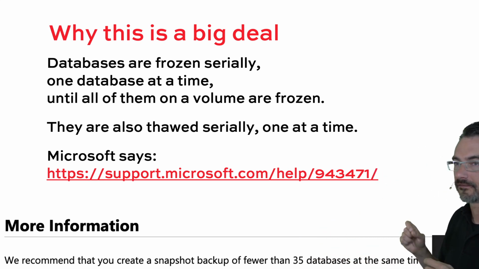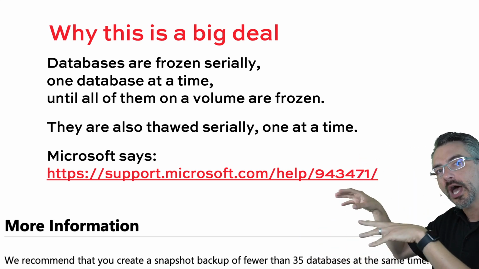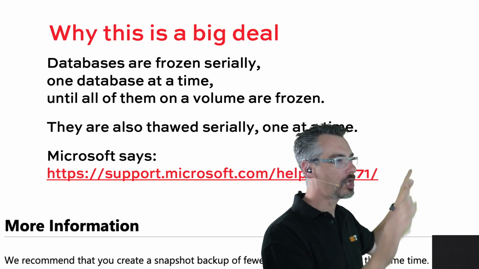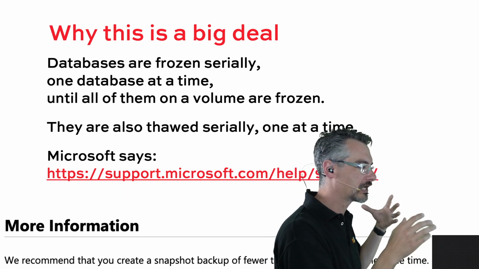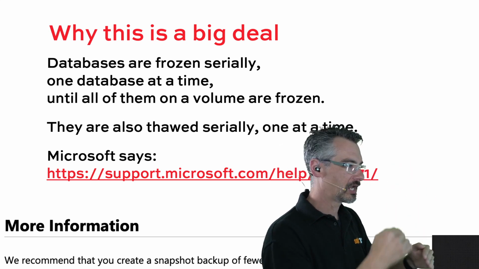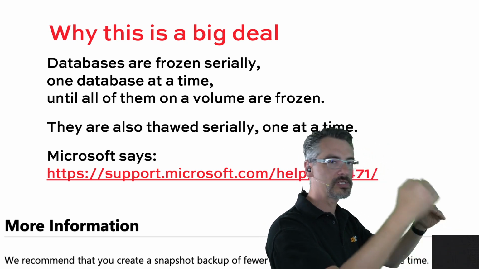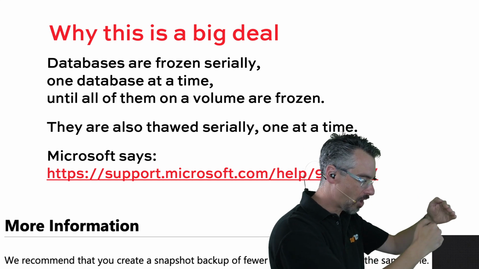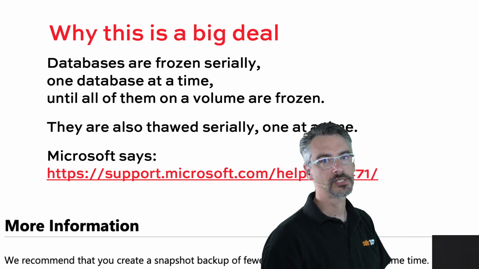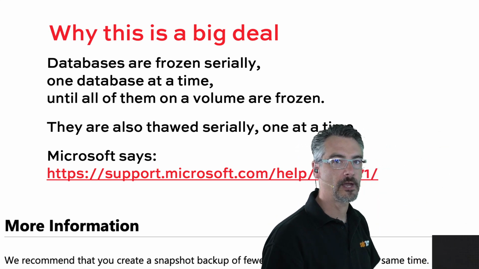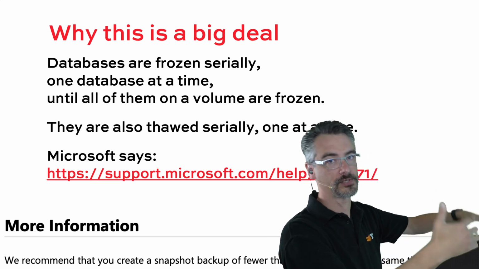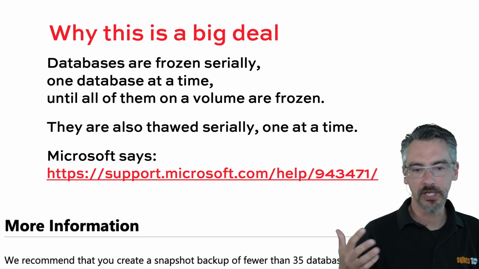Because remember how I said that the VSS provider tells SQL Server, hey, go stop writes on all your databases? Well, what SQL Server does is it cleans up its writes on all of the databases on the volume where you're taking a snapshot in order, serially, one at a time. It freezes I/O on the first database, freezes I/O on the second database, freezes I/O on the third database, all the way through until it's frozen I/O on all the databases on that volume, then tells the snapshot provider, hey, go ahead, start taking a snapshot. And then whenever the snapshot provider comes back, SQL Server thaws all of the I/O one database at a time.